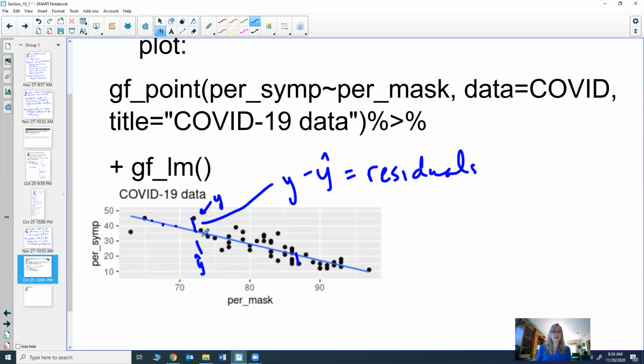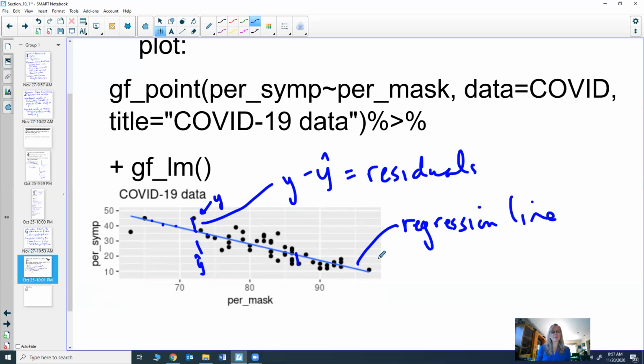The residuals give you an idea of how far off they are. The farther the value is from the line, the bigger the residual is. The closer, like this point right here, has a really small residual because it's right next to the line. This point has a much bigger residual because we're much farther away. We can calculate those, and what we want is to find those to be as small as possible. This line, by the way, is known as the regression line.